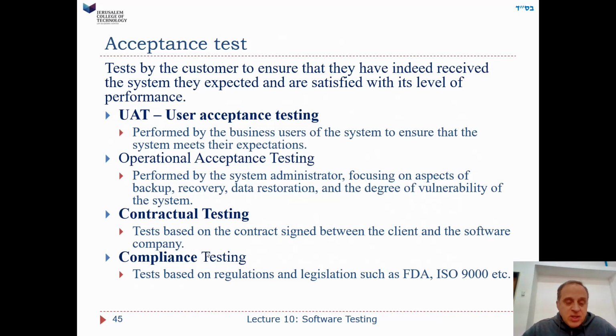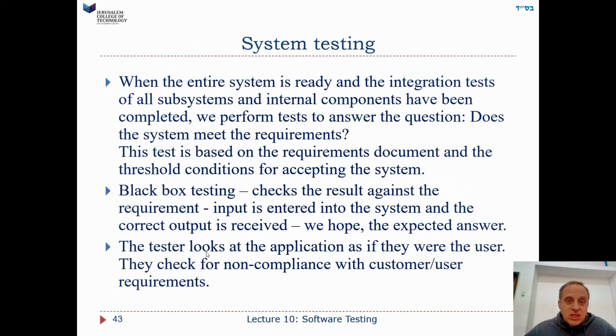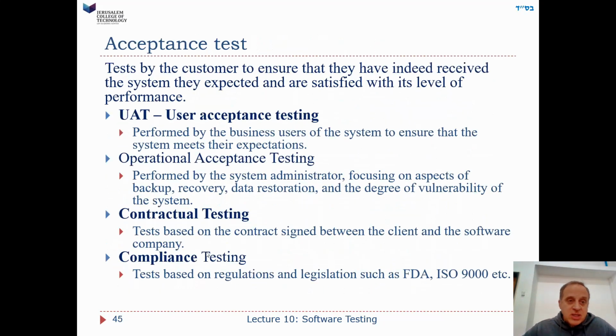Okay, acceptance. So the fourth test that we have now is the acceptance test. We had unit tests, integration tests, system tests, and now we're talking about acceptance tests. Acceptance test is a test by the final customer to ensure that they have indeed received the system they expect and are satisfied with how it performs. User acceptance test is, like I said, by the users.